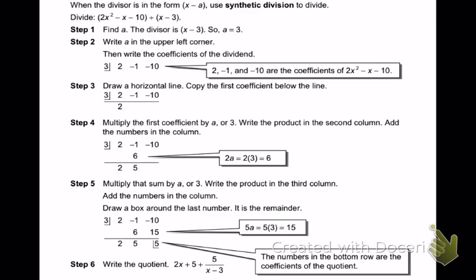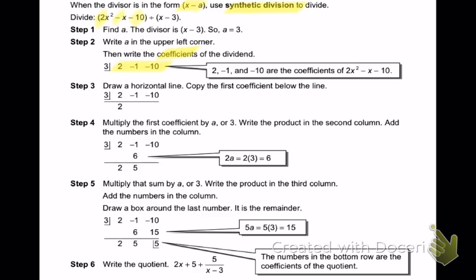Next we have is what's called synthetic division. Now synthetic division is kind of a little bit shorter. Okay. When the divisor is in the form x minus a, you can use synthetic division to divide. Now synthetic division takes the coefficients. Now remember what coefficients are. What were they again? The numbers in front of the variables, right? So the coefficients here were like 2, negative 1, and negative 10. So take 2, negative 1, negative 10 there.